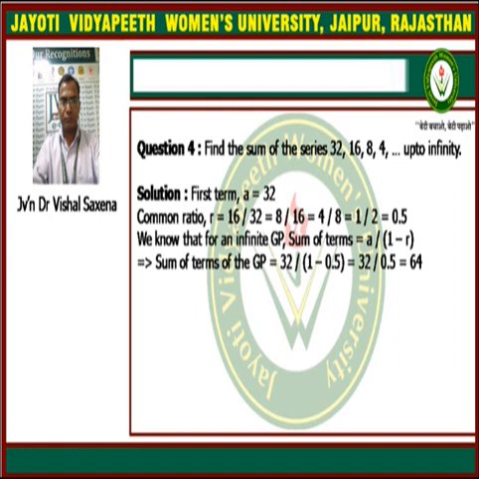So this is the GP, and in this GP the first term A is equal to 32 and the common ratio R is equal to 16 upon 32, which is 1 by 2, also called 0.5. The sum of infinite terms is equal to A upon 1 minus R. Put the values of A and R and we will get the answer as 64.